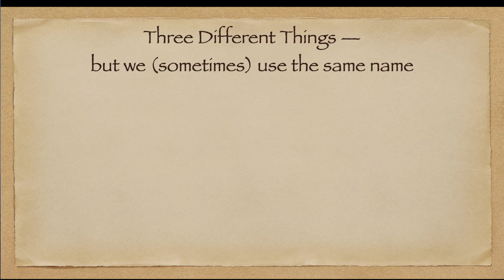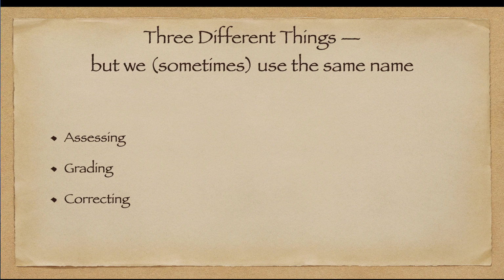But the thing about it is there are three different things that teachers do. And we sometimes use the same name for all three of them. And the three of them, technically speaking, are assessing, grading, and correcting. Those are three different things. Typically, teachers use the word grading to stand for all three.